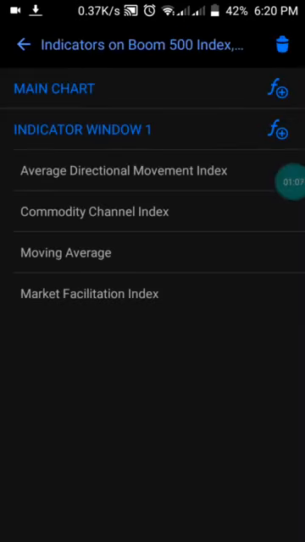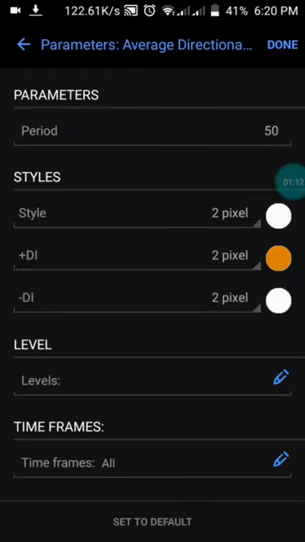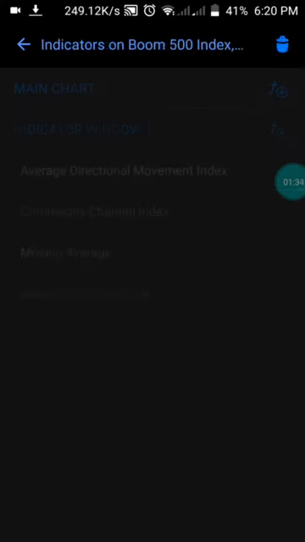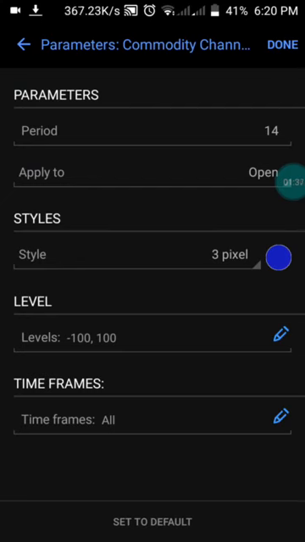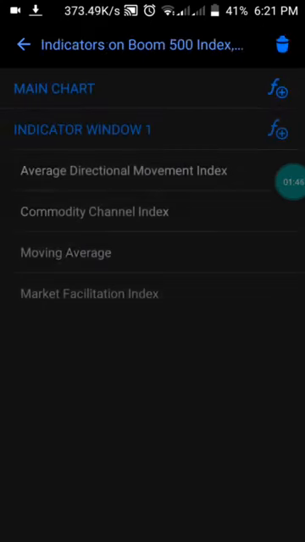So guys, I'm having my Average Directional Movement Index with these settings. You see the period is 50. We have the style, where the first and the last one are in white color, which is the background of your trade. If you are using a black background, you can set that in black. I'm only using the +DI here, which is the yellow color. You don't have to add any level. So you press OK. Then we have the Commodity Channel Index, with a period of 14, applied to Open. The style is my blue color. You press OK and leave the level.